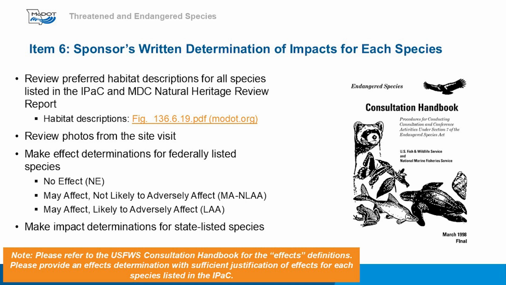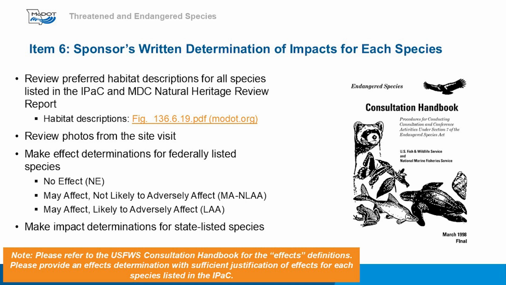Because the bridge replacement may impact water quality downstream of the project site, and the water quality impact may affect the mussel species but is not anticipated to adversely affect the mussel species, it would receive a may affect not likely to adversely affect determination. A may affect not likely to adversely affect determination will require informal U.S. Fish and Wildlife Service consultation.